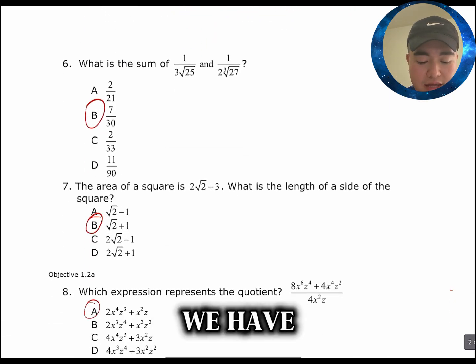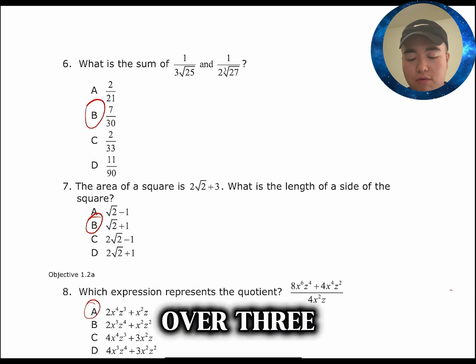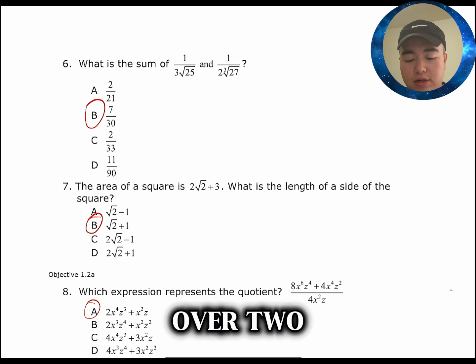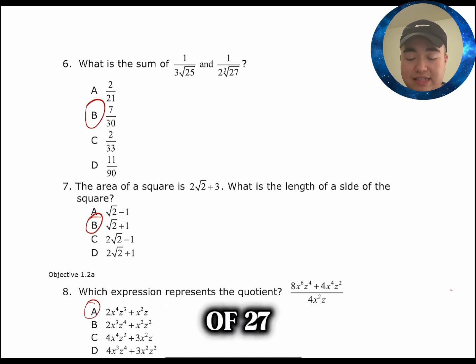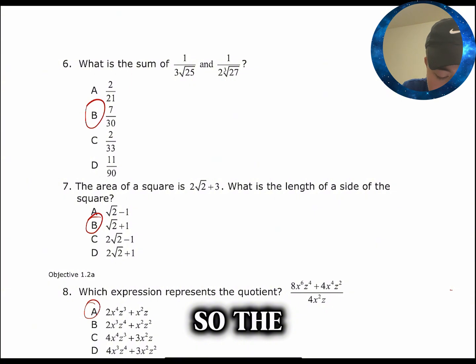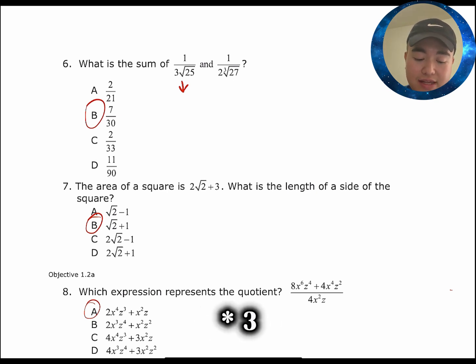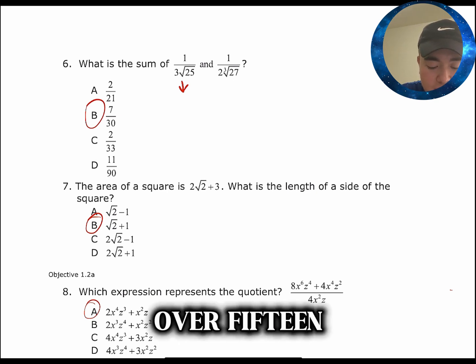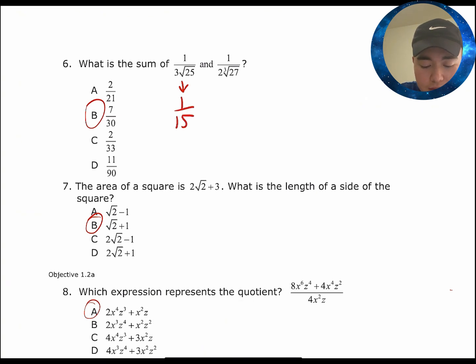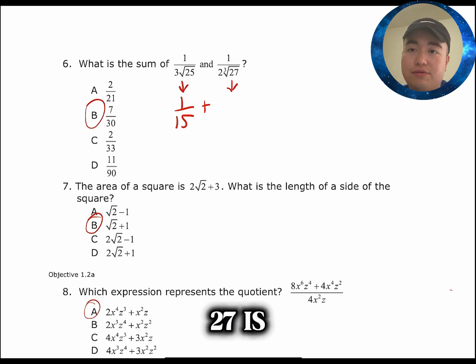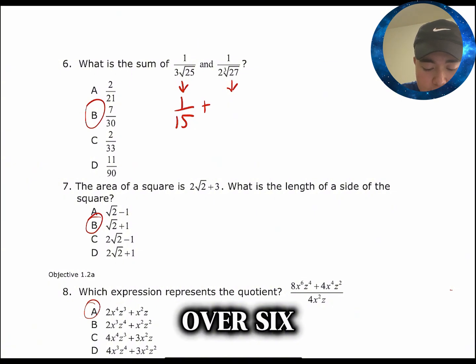Alright, number 6, what is the sum of 1 over 3 times root 25 and 1 over 2 times the cube root of 27? So for the 1 over 3 times square root of 25, the square root of 25 is 5, times 3, 15. So we have 1 over 15 plus, and then for this one, the cube root of 27 is 3, and then times 2 is 6, so we have 1 over 6.